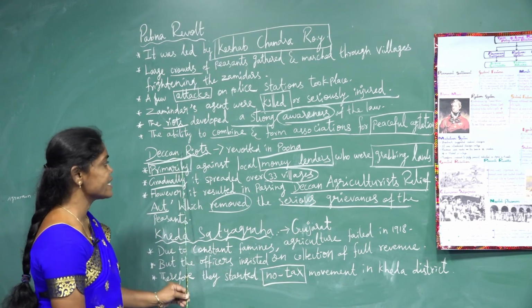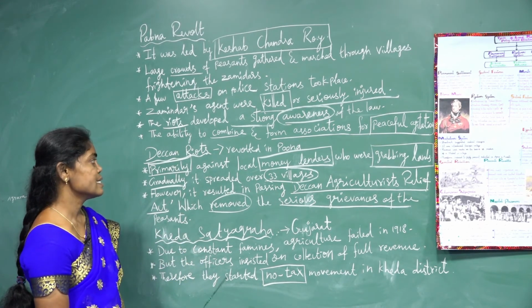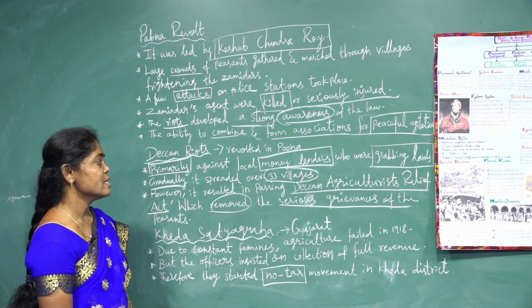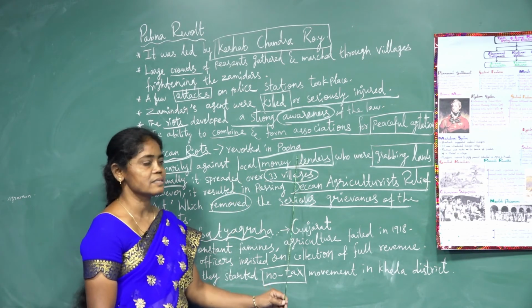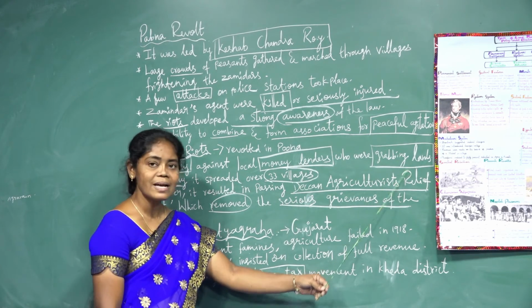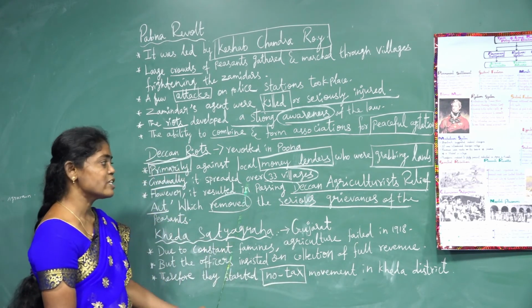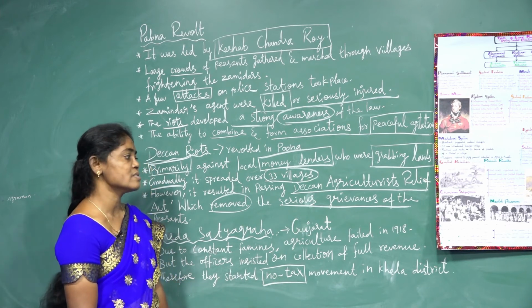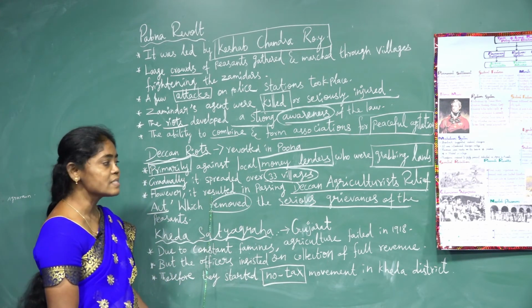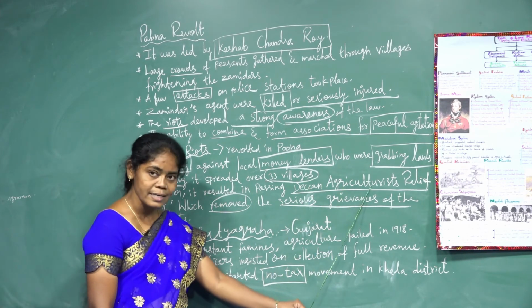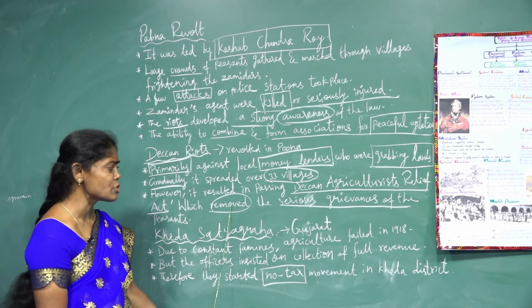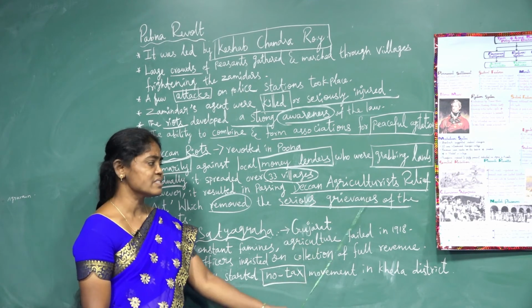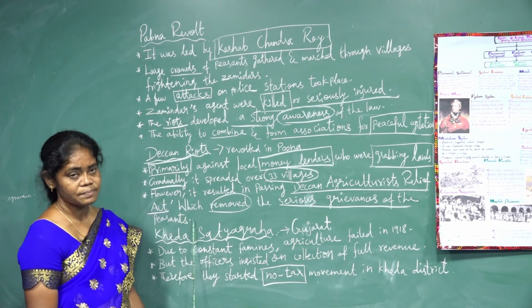Because of the Deccan riots, that is the revolt that started mainly against the moneylenders who were grabbing the lands, it spread over 33 villages and resulted in the Deccan Agriculturist Relief Act. This act removed the serious grievances of the peasants.